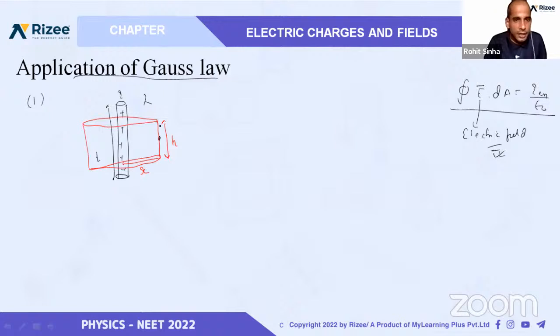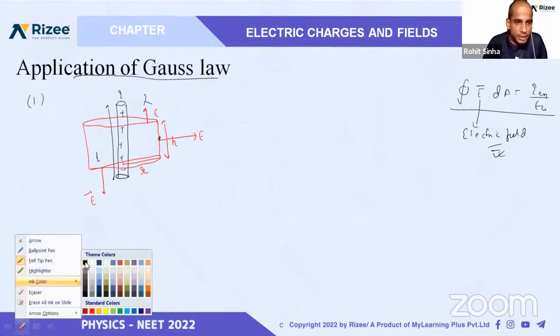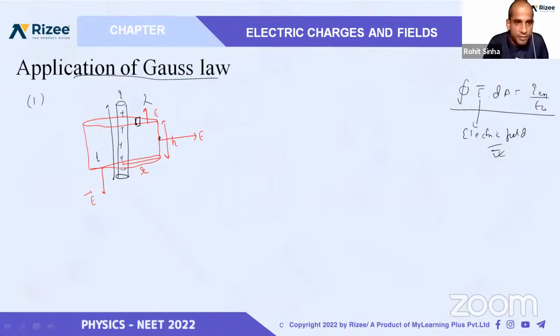We know that the electric field will be outward like this. Here the electric field will be outward like this. Here the electric field will be outward like this. Also, when we are discussing the area vector, here the area vector will be like this, dA. Here the area vector will be dA, because we need dA and E both here, and here the area vector will be like this, dA.